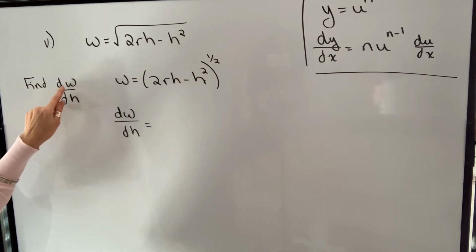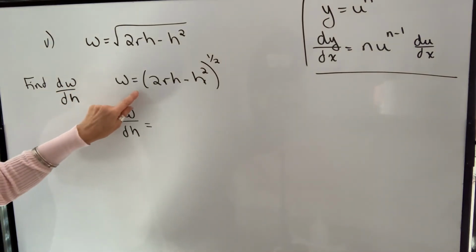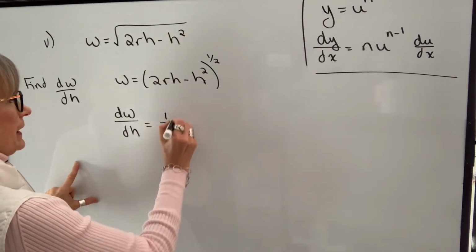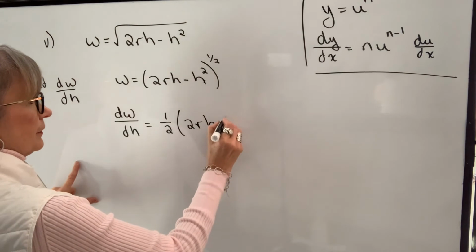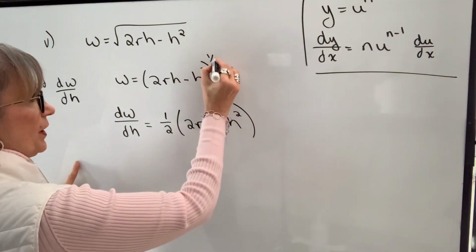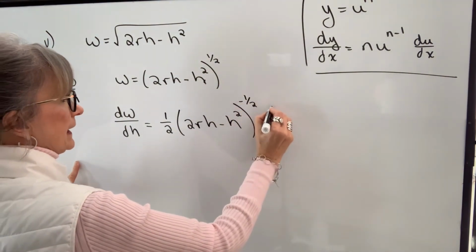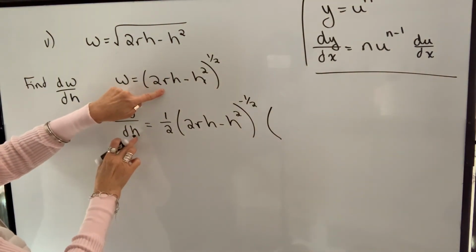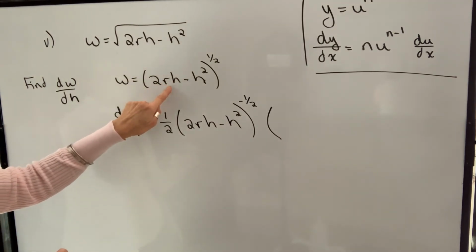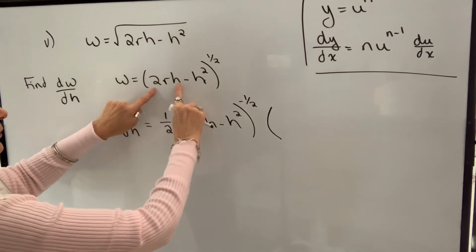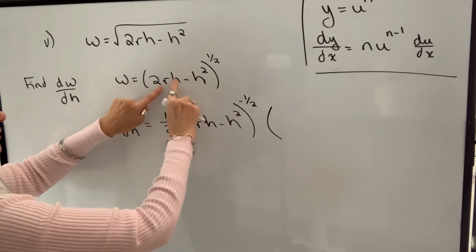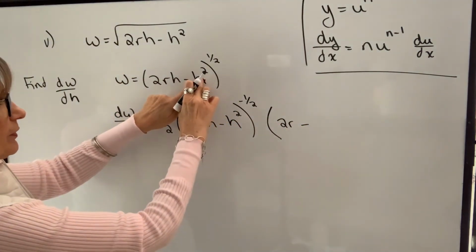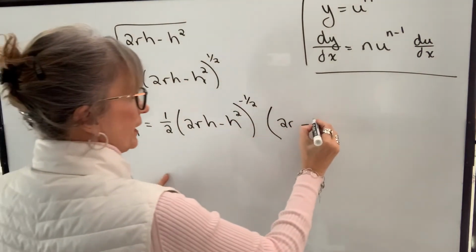If we were asked to find dw dh with this function, we would start off exactly the same. It's going to be n, which is 1/2, times u to the n minus 1, so 1/2 minus 1 is negative 1/2. And now when I go inside to find the derivative of this, I'm finding the derivative with respect to h, so that means we treat r as a constant. So the derivative of our first term will be 2r times the derivative of h, which is just a 1, so it would be 2r, minus the derivative of h squared with respect to h will be 2h.